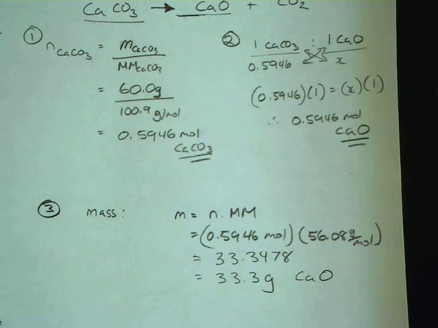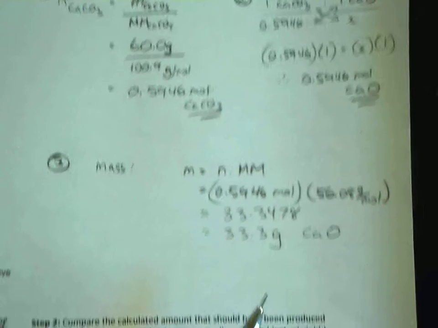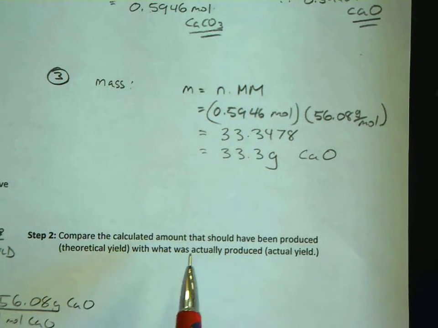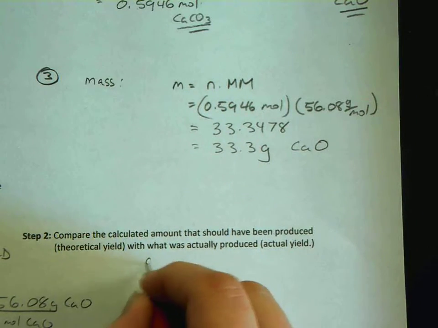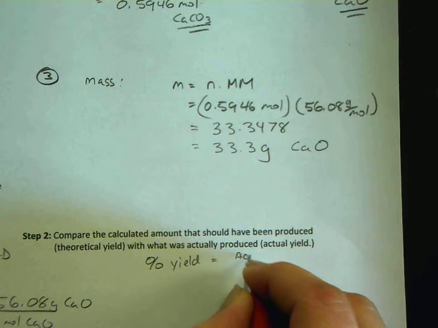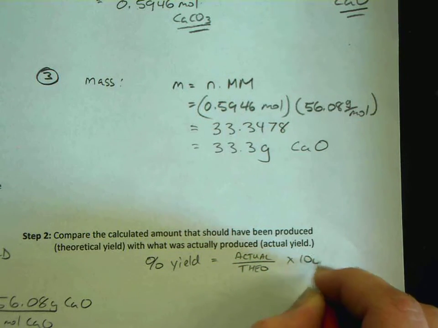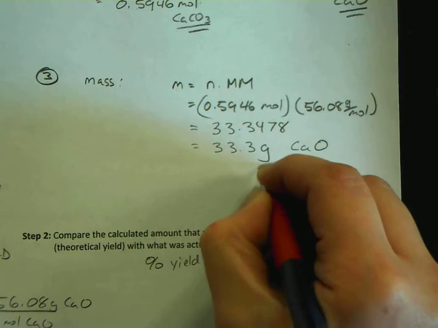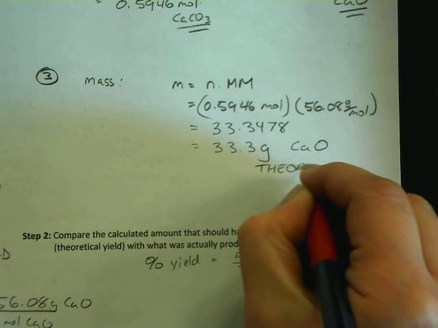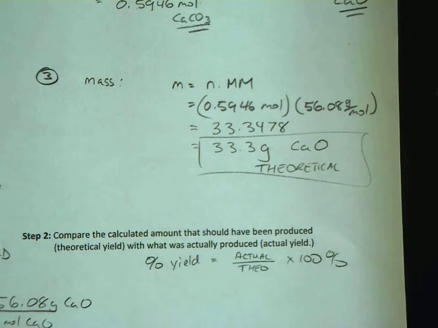However, is this done? Well, this is the mass-to-mass problem, but what I've been asked for is the percent yield. To get the percent yield, we're going to use that calculation. Percent yield is equal to actual over theoretical times 100. This is our theoretical. In theory, we should get 33 grams.